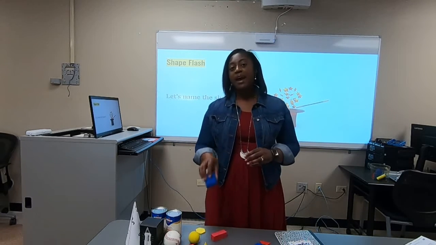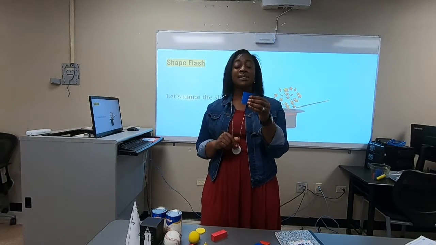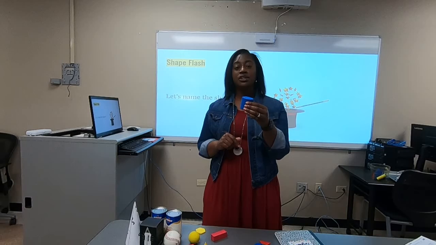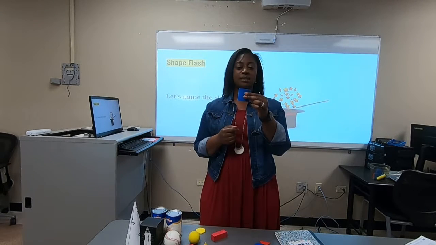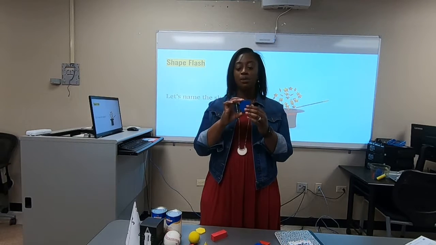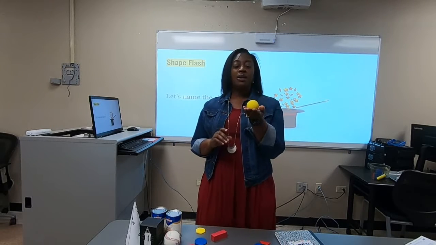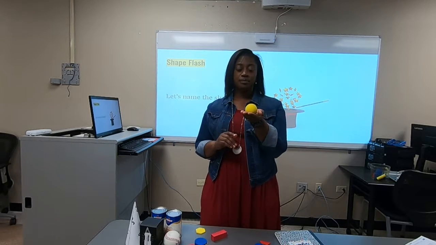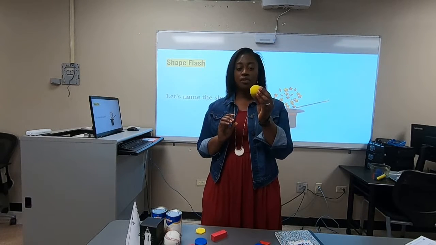Our next shape we have is a cylinder. Say cylinder after me. Cylinder. Our cylinder has 1, 2 faces and no vertices. Our cylinder does not have any points. Our next shape is a sphere. It looks like a ball. There are no faces and no vertices.